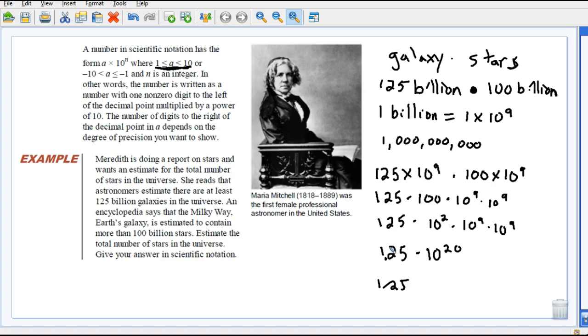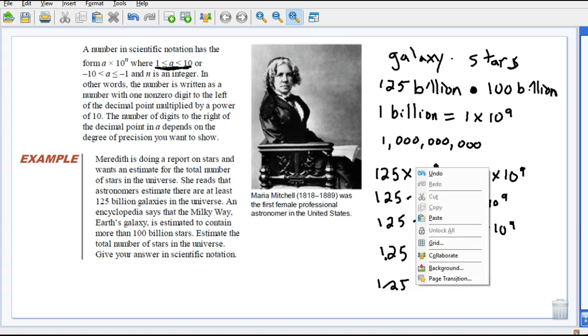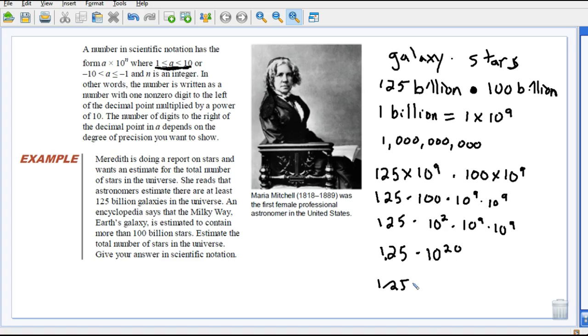So I'm making this number smaller, which means I have to make this number larger to compensate for making this one smaller. So it's going to be 1.25 times 10 to the 22nd. Remember, I moved it over 2, so it means I have to increase this by 2. So I have 1.25 times 10 to the 22nd. That would be how many stars there are in the universe as an estimate in scientific notation.